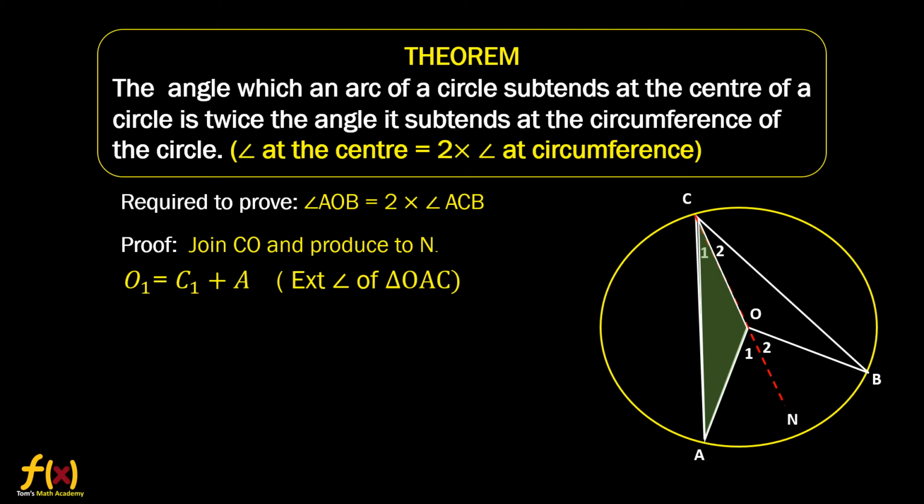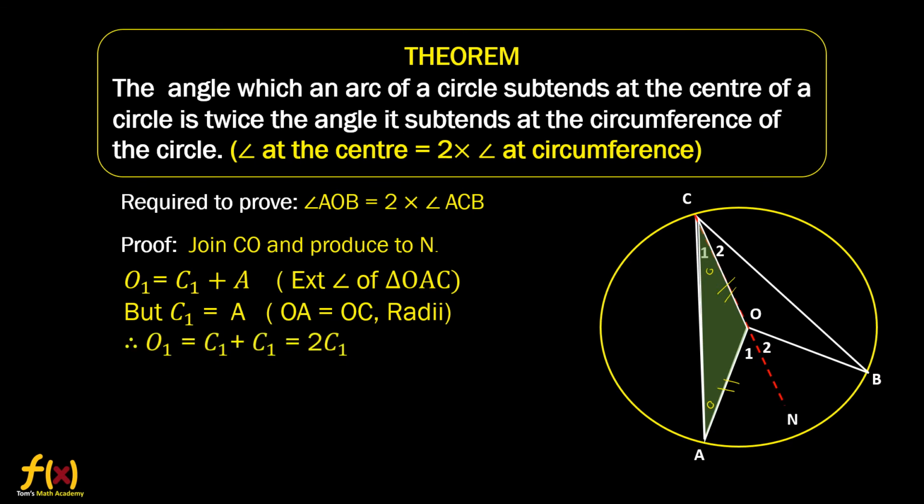Again, we notice that OA is a radius, OC is another radius, they are equal. If these two sides are equal, this triangle is an isosceles triangle. So the angles opposite, that is C1 and A, are also equal. Reason: radii, OA equal to OC. So we get O1 equal to C1 plus A, but C1 is A. So in place of A, we use another C1, making C1 plus C1, which is 2C1.